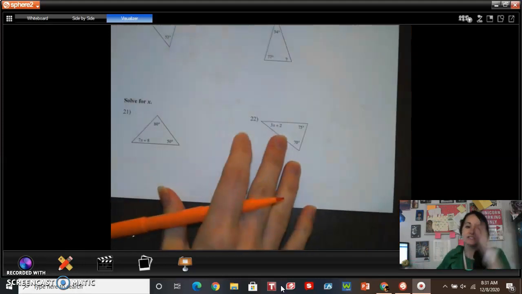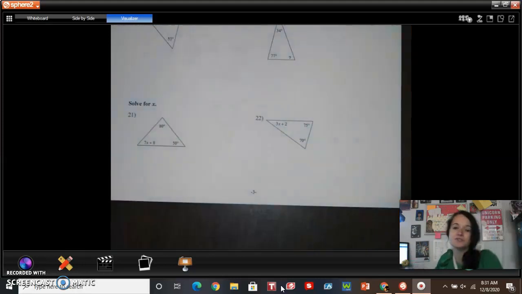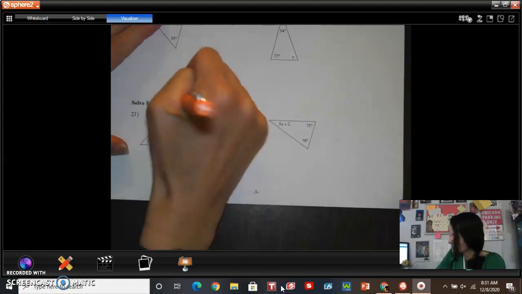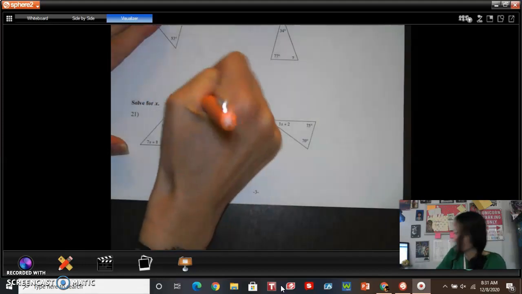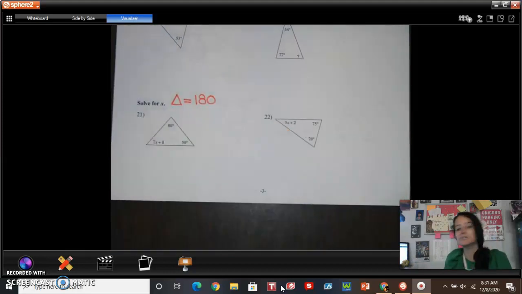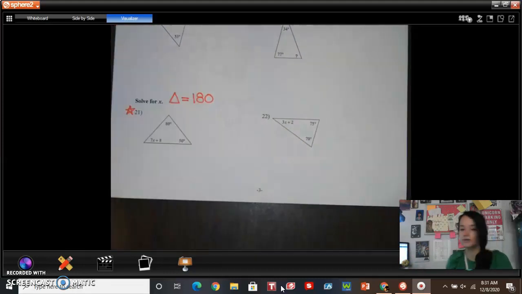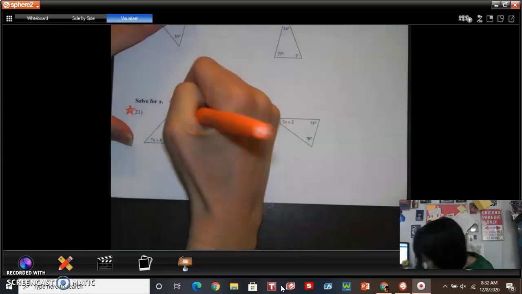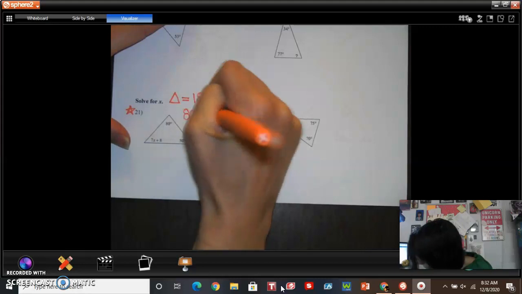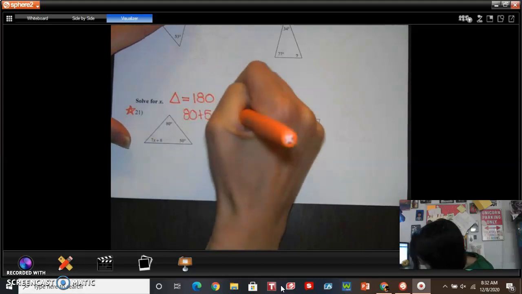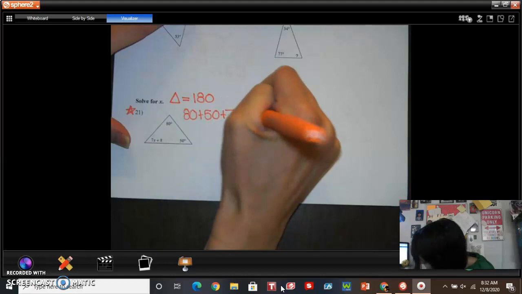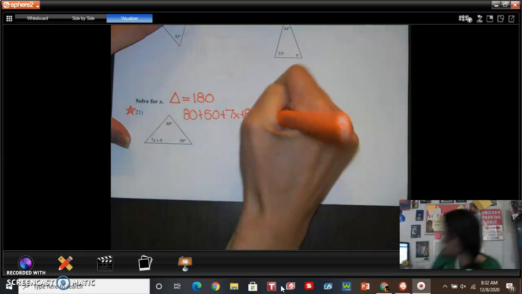The last set of problems from this Zoom that I would like to discuss with you is, let's take our triangle sum and throw some more algebra in there. So again, we know that a triangle equals 180, right? Okay. So the same thing is going to happen here. Our 3 angles are going to add together to equal 180. So our angles here, we have 80 plus 50 plus 7x plus 8 equals 180.